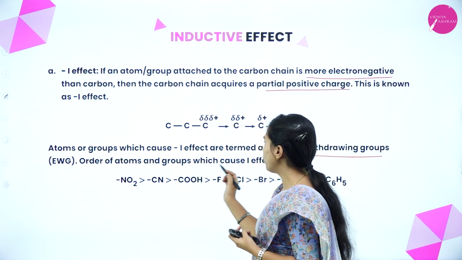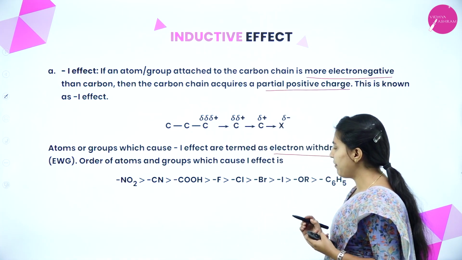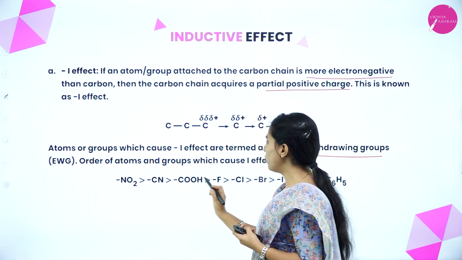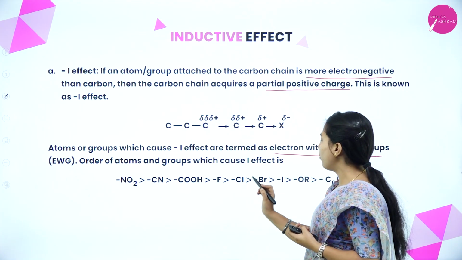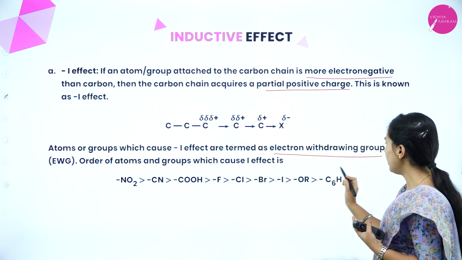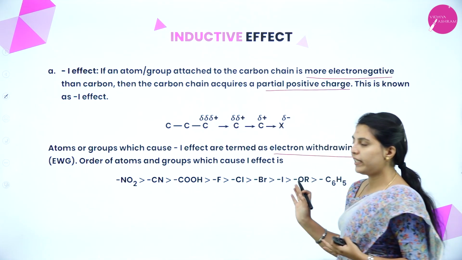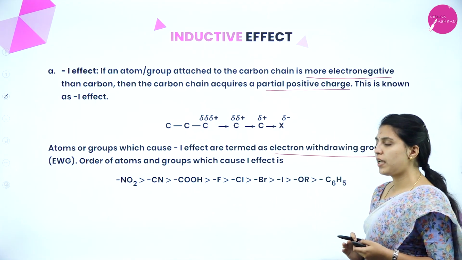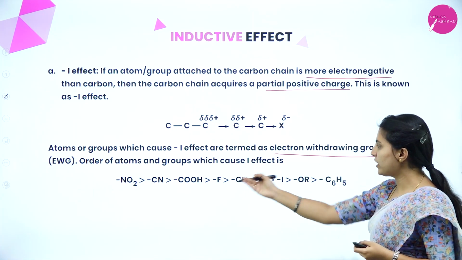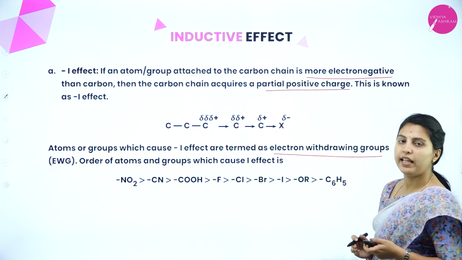The order of atoms and groups which cause minus I effect is: nitro, cyano, carboxylic acid, fluoro, chloro, bromo, iodo, ether and benzyl group. These are the order of atoms or groups which will cause minus I effect. From nitro is most, and benzyl is least.